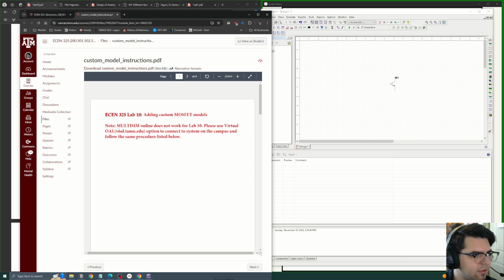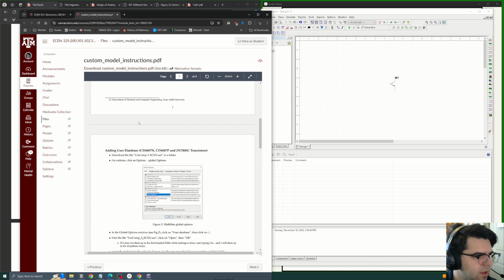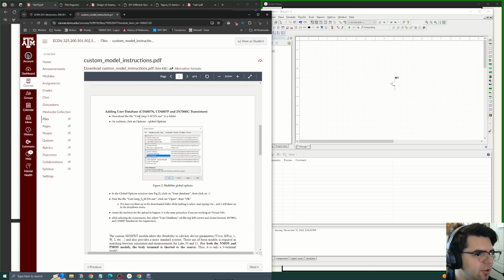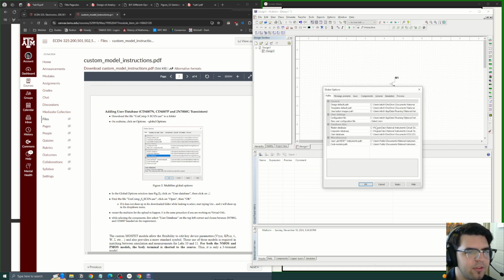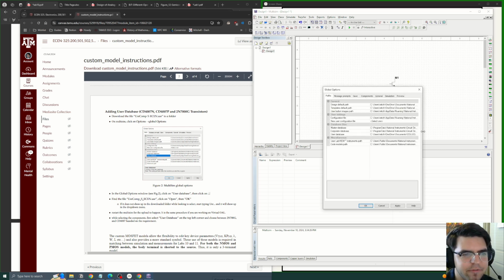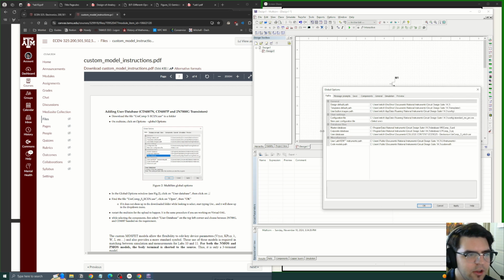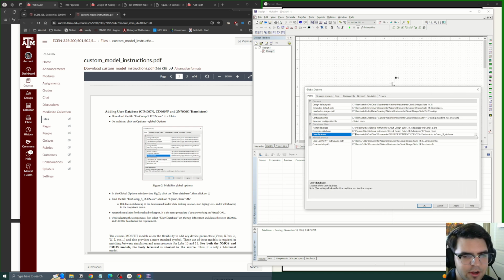So keep in mind this little warning right here for people that use Multisim Online. Make sure you use the virtual open access labs, or make sure you have the software downloaded on your computer. Once you've downloaded the file, you're going to go into Multisim, go to options and then global options. Then you're going to add your file here under the user database. You can click this button to go to your file explorer, and then you're going to add it there.